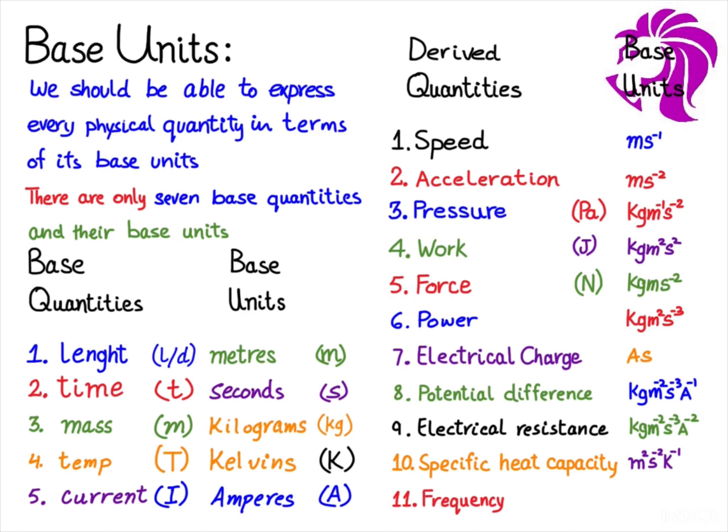For electrical resistance, the unit is ohms, but its base unit is kg meter square per second cube per ampere squared. For specific heat capacity, its unit is joules per kg per Kelvin, but its base unit is meter square per second square per Kelvin. And for frequency, its unit is hertz, but its base unit is second power minus 1.